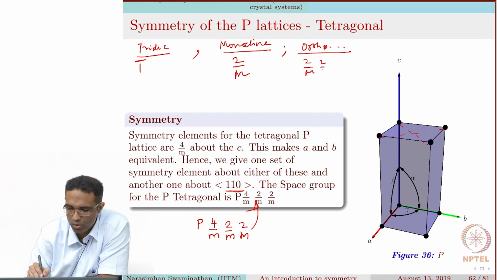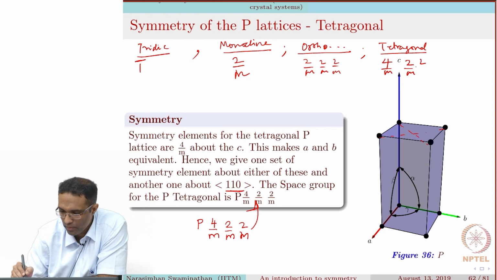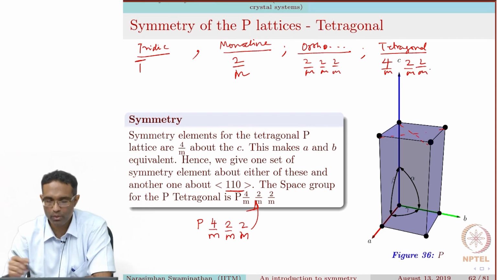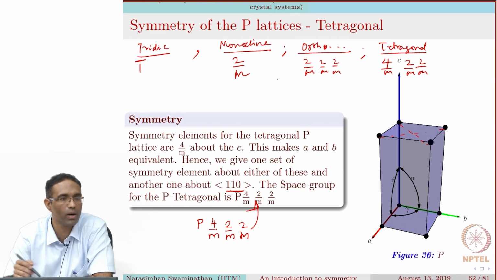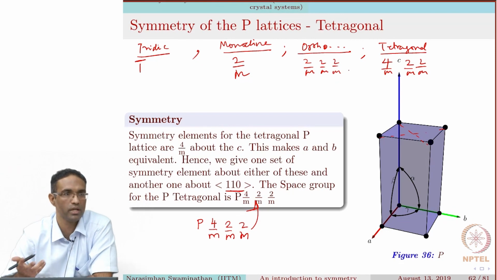2 by m, 2 by m, 2 by m. Then we saw this one, tetragonal, and that is 4 over m, and then we saw 2 over m and 2 over m. So in any space group, by looking at the combination and by looking at the first rotation and seeing what is there adjacent to it, you will be able to figure out what crystal system you actually need to use in order to generate that structure.